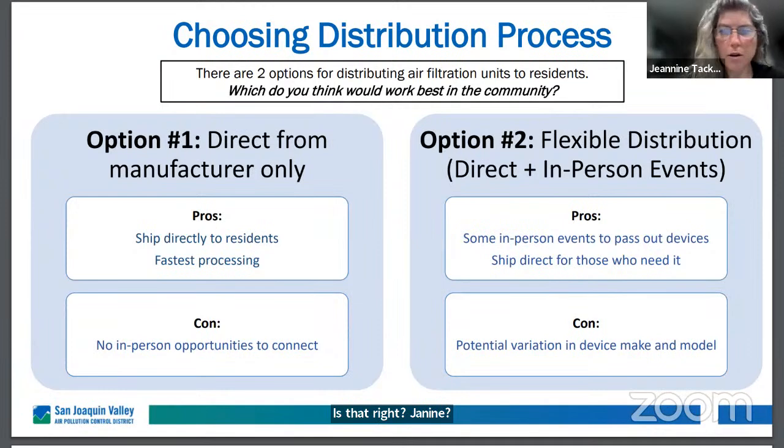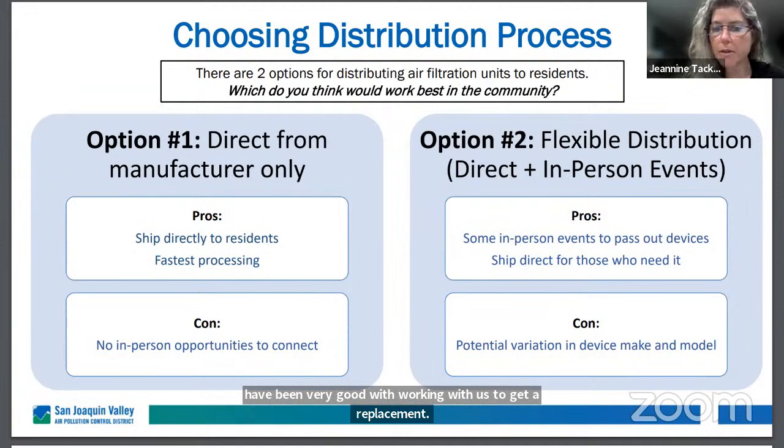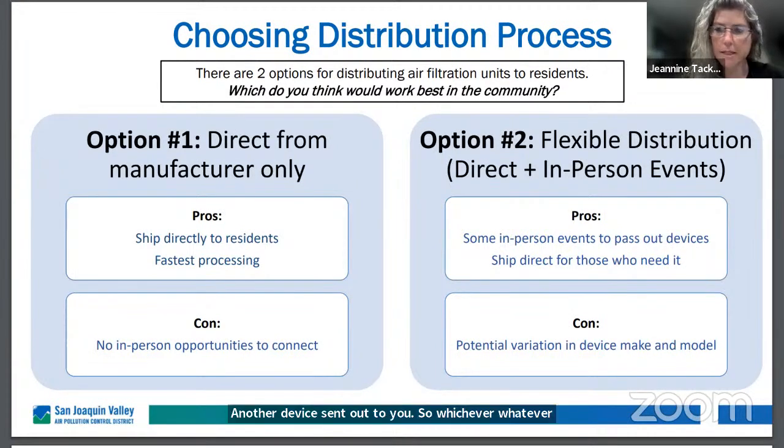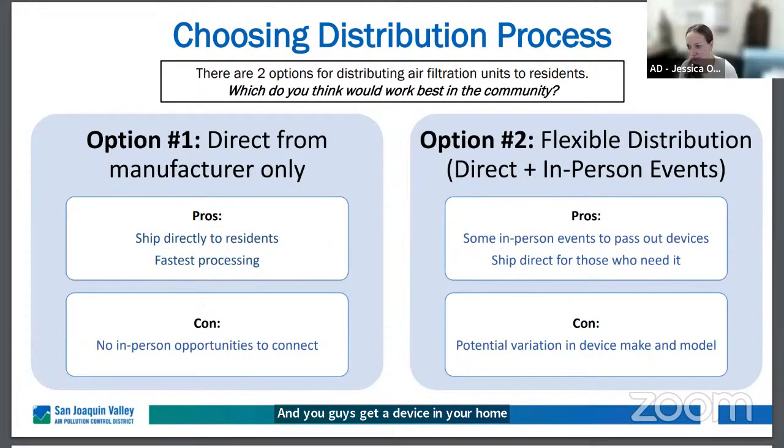Our vendor Ace Hardware is very, very good about ensuring their delivery. So if something happened and it did not make it to you properly or was stolen or something in transit, they have been very good with working with us to get a replacement, another device sent out to you. So whatever happened, we'll make sure that we get it resolved and you guys get a device in your home. Thank you, Janine.